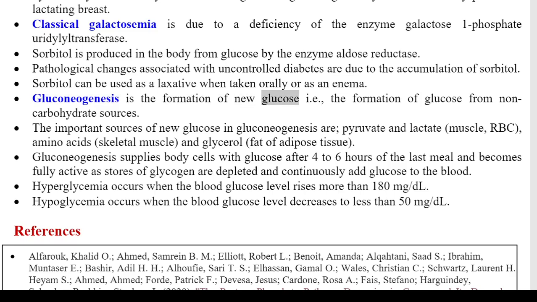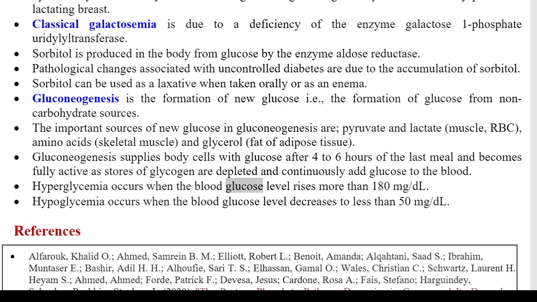Gluconeogenesis is the formation of new glucose, that is, the formation of glucose from non-carbohydrate sources. The important sources of new glucose in gluconeogenesis are pyruvate and lactate from muscle and RBCs, amino acids from skeletal muscle, and glycerol from the fat of adipose tissue. Gluconeogenesis supplies body cells with glucose after 4 to 6 hours of the last meal and becomes fully active as stores of glycogen are depleted, continuously adding glucose to the blood.